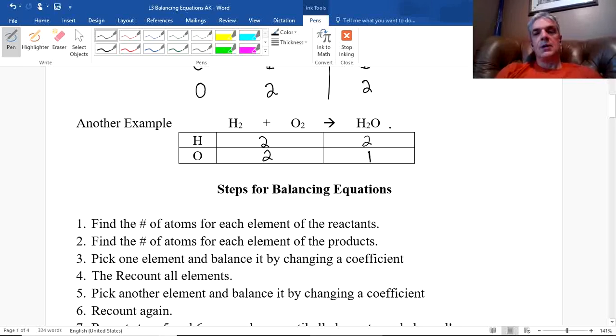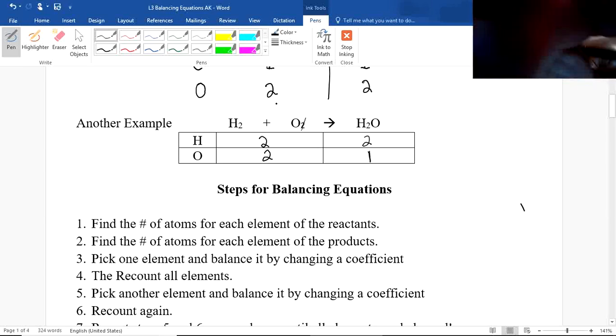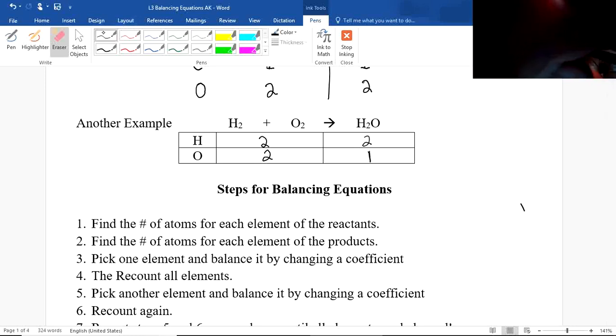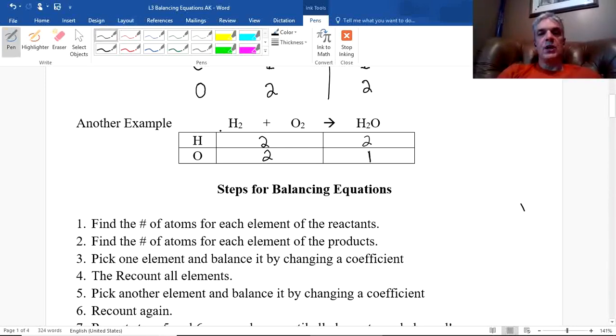Now, sometimes students will go, well, let's just cross off this two here, get rid of it. We'll just call this O by itself. Well, you can't do that. You're not allowed to change the molecules that you have. Otherwise, you're changing the reaction. That's not allowed. So let's erase that so that's not there. But what we can do is we can place numbers in front of these things, and we call these coefficients. So what I'm going to do is I'm going to actually place a 2 in here.